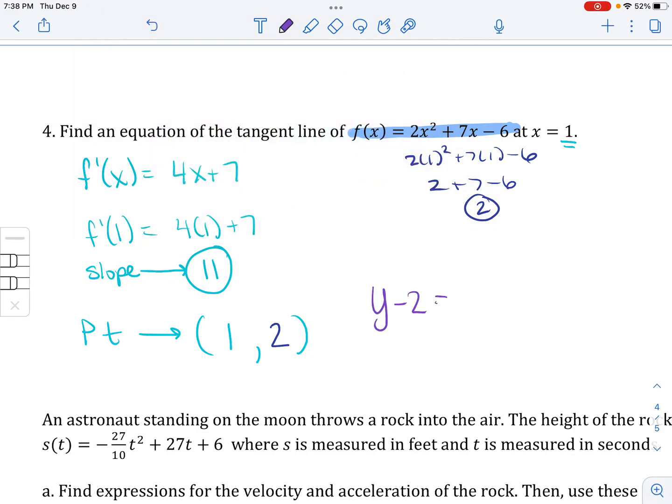Y goes with y. The slope is 11. X goes with x. Change the sign. So y goes with y. X goes with x. Change the signs. And then the slope in front.